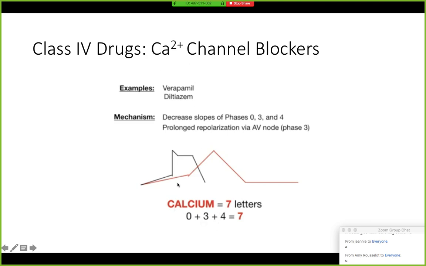So the trick they had to remember your calcium channel blockers is 0 plus 3 plus 4 equals 7, and there are 7 letters in calcium, so your calcium channel blockers are decreasing the slope of phase 0, 3, and 4.